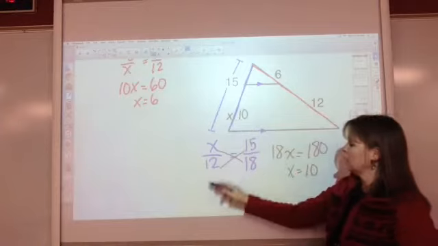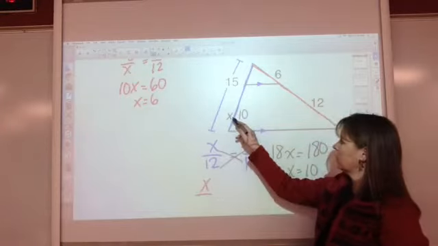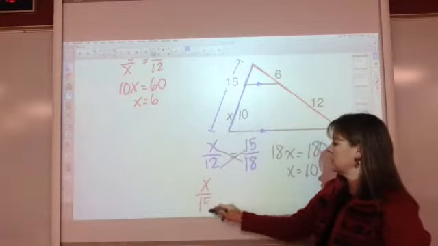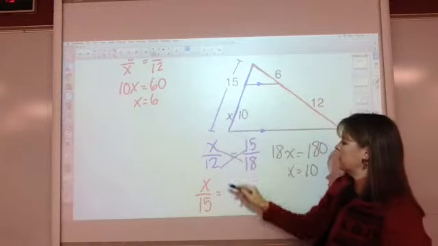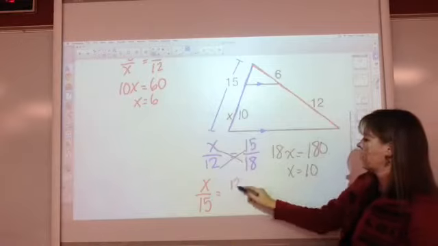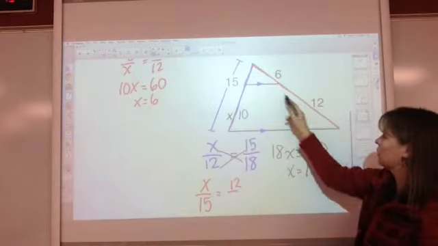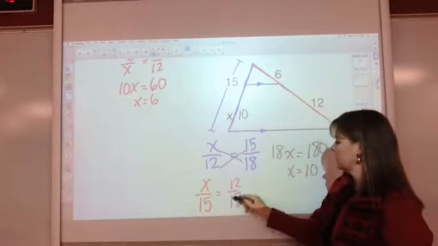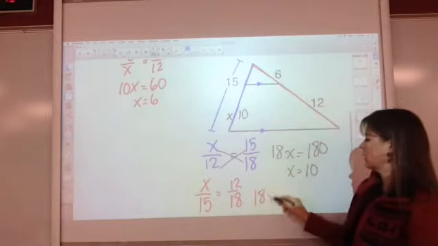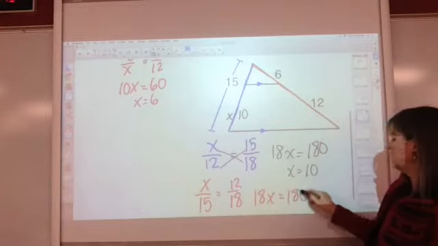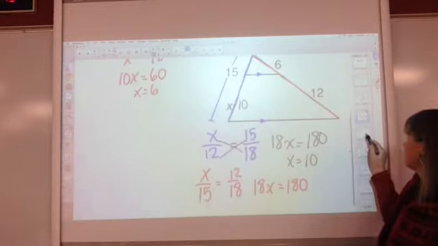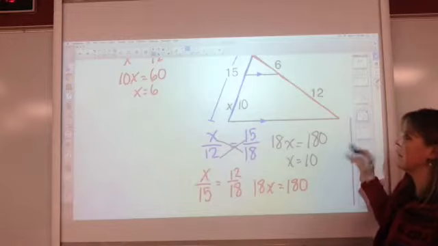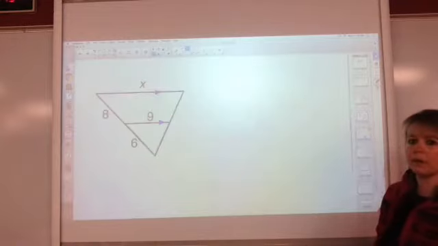The other option would have been to compare left side, x to 15, and stay on the left side, the small x is to 15, as 12, because 12 is comparable to x, is to 18. Still, when you cross multiply, you're going to get 18x equals 180. Same result. Stay consistent on your proportions. Left to right, top to bottom, small to big, small to big.